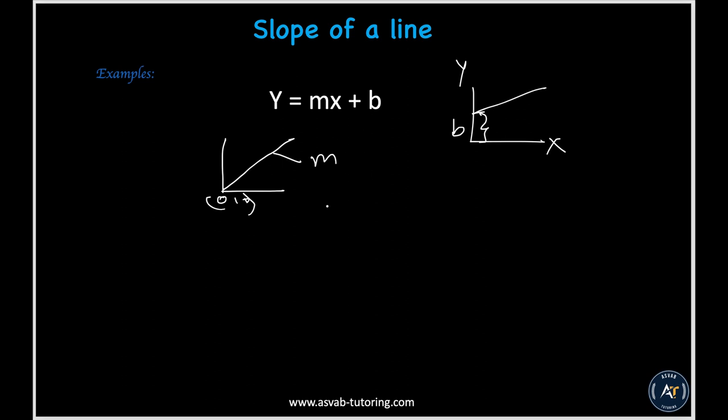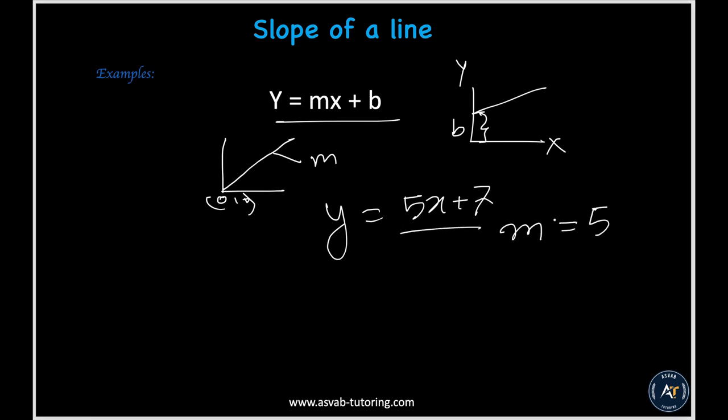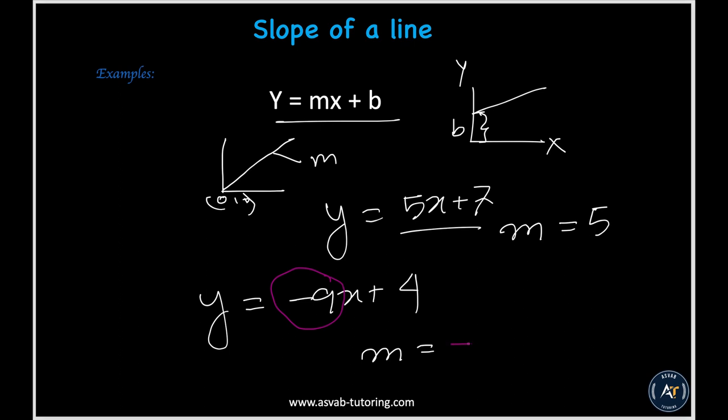Let me just give you an example. y equals 5x plus 7. What is the slope here? If you compare this with that, then m is 5 here, right? Let me give you another example. y equals negative 9x plus 4. What is the slope here? The same thing. The slope here is negative 9. All right.